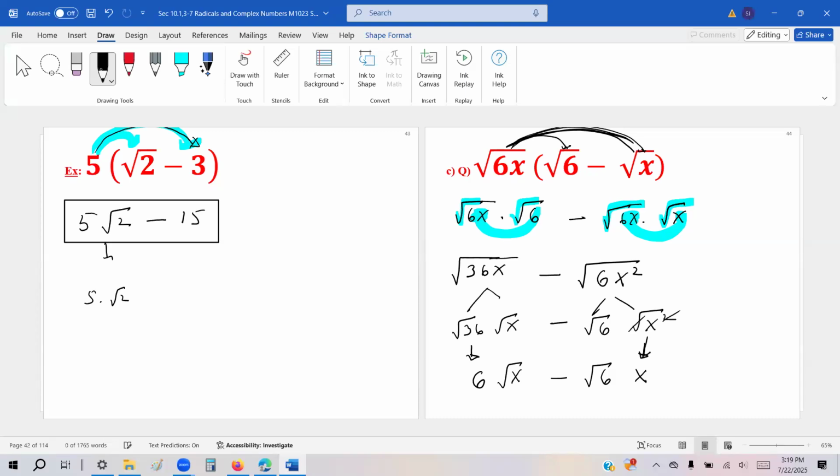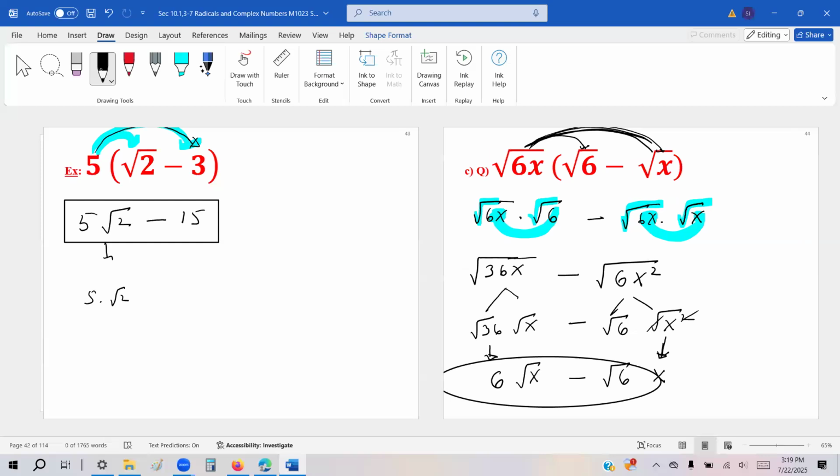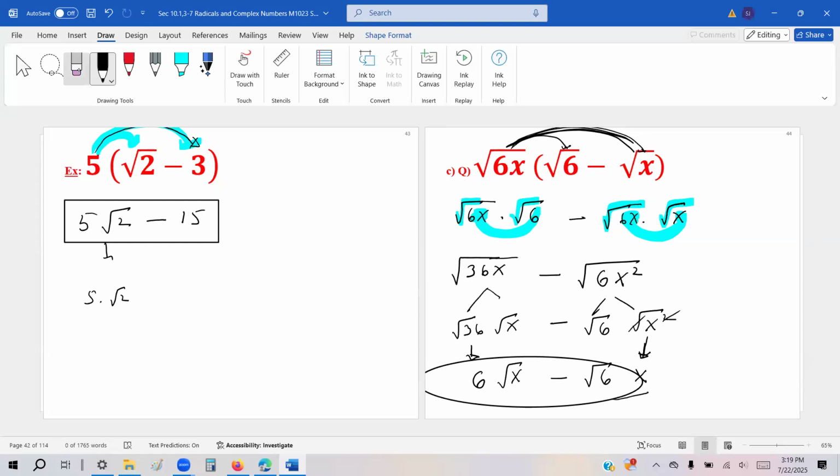Can you combine them more? Can you subtract them? In order to do addition or subtraction, what is our requirement? We have to have what? Same root with same inside. We have same root, square root, okay. But do you have the same inside? No. So there is no way we can combine them. So we have to stop now. We cannot combine them anymore.